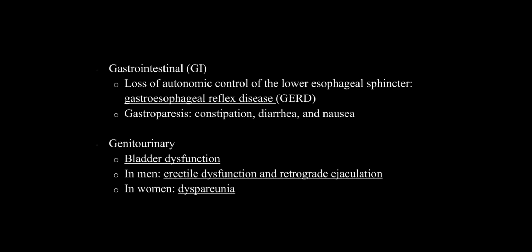Autonomic fibers in the GI tract are involved, and especially the ones here in the lower esophageal sphincter. And so this contributes to GERD, or gastroesophageal reflux disease, which is quite common in patients with diabetes. Autonomic fibers that supply the GI tract also contribute to poor gastric motility. So this is called gastroparesis. So patients tend to develop kind of an alternating constipation and diarrhea. And just the distortion of autonomic fibers at the GI tract leads to more frequent nausea.